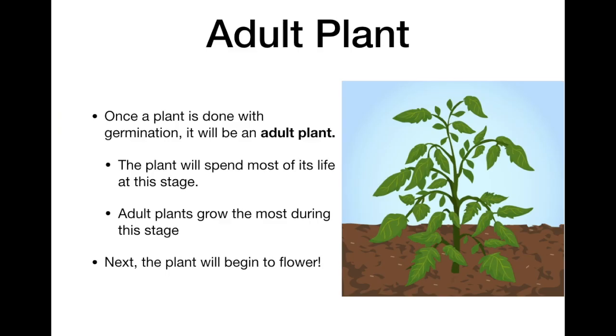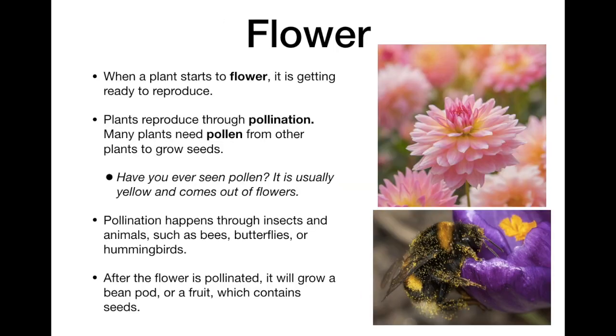So once the seed is done germinating, it will become an adult plant. The plant will spend most of its life at this stage. Adult plants grow the most during this stage. Next, the plant will begin to flower. So when a plant starts to flower, guys, it is beginning to get ready to reproduce.